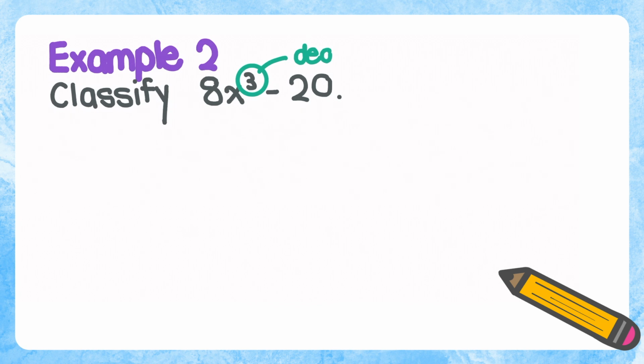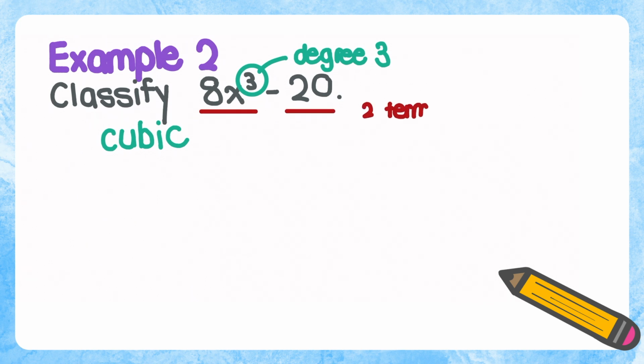Our next example is to classify 8x cubed minus 20. Our highest degree here is 3. So degree of 3, and that would make this a cubic. And we have 2 terms. That would make this a binomial. So we have a cubic binomial.